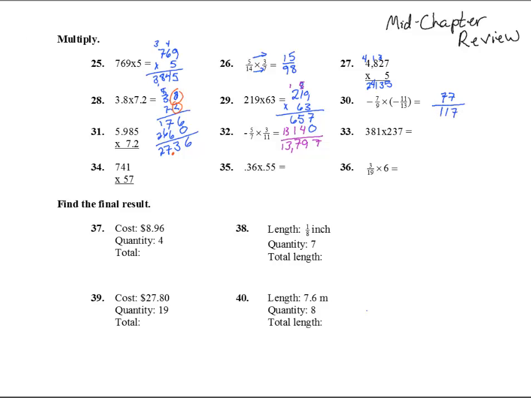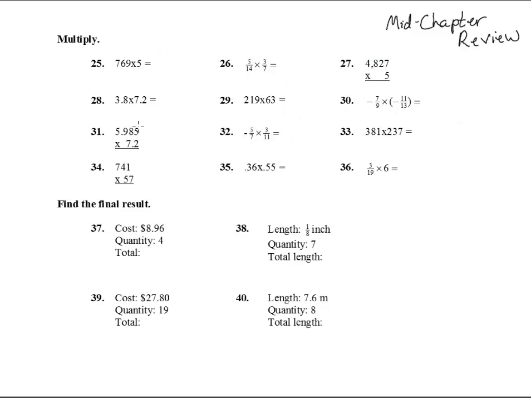And now those negatives, we have 1 negative, 2 negative, which means we have 77 elevenths in the other direction. That just makes it a positive. That's where 2 negatives times together equal positive. 77 over 117. Number 31, 5.985 times 7.2.